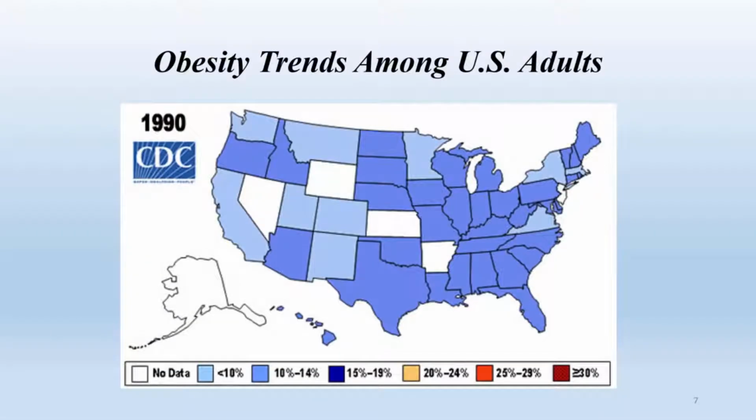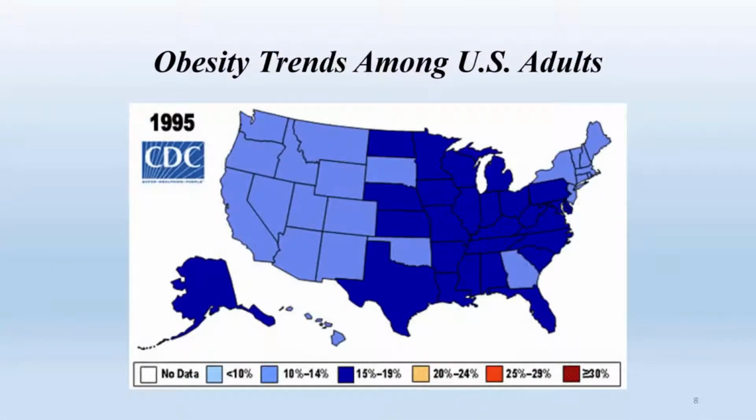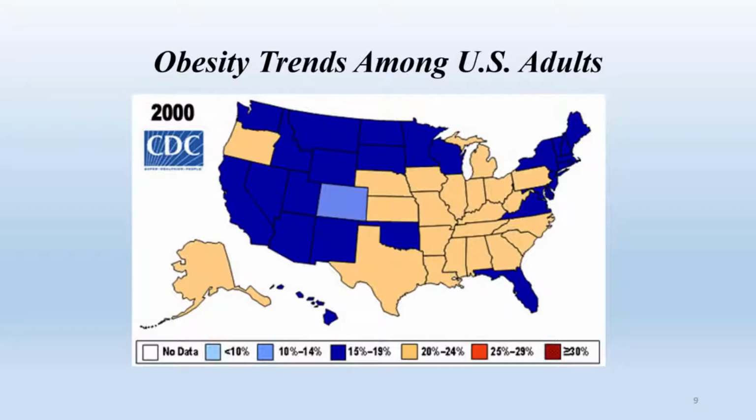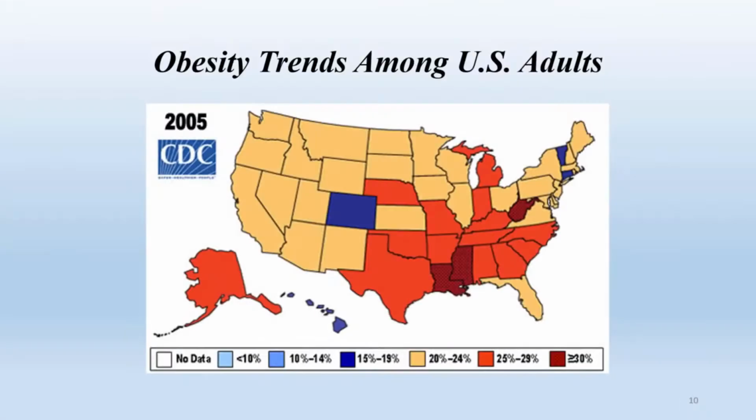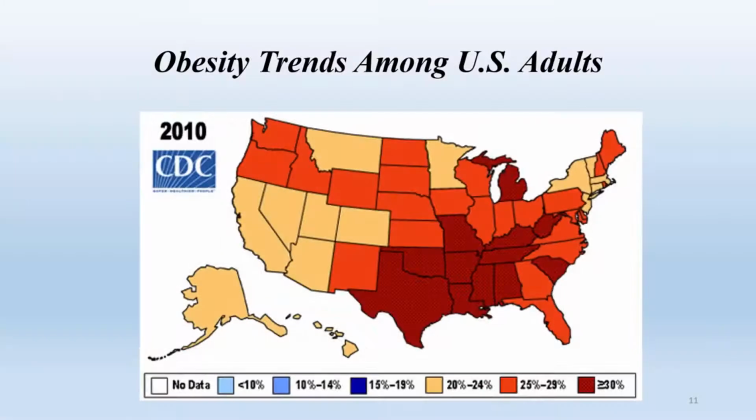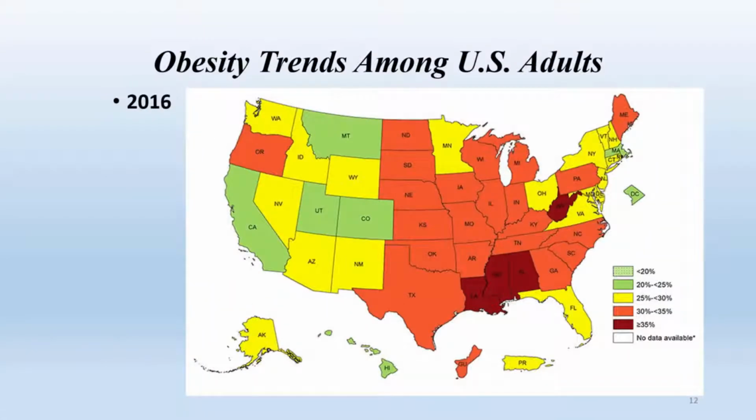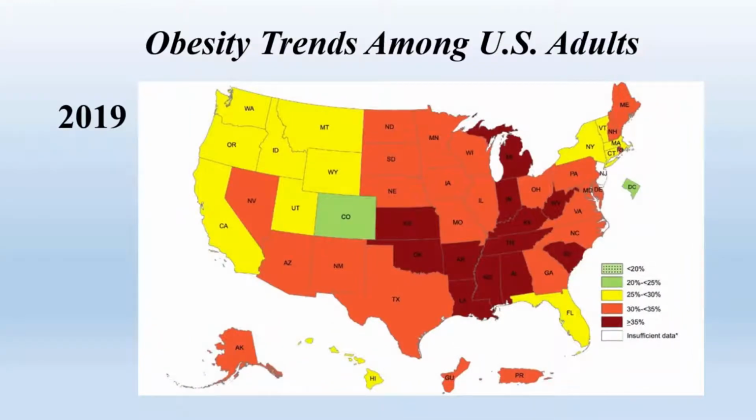Here we have 1990, 1995, 2000, 2005, 2010, 2016, and now we see 2019.